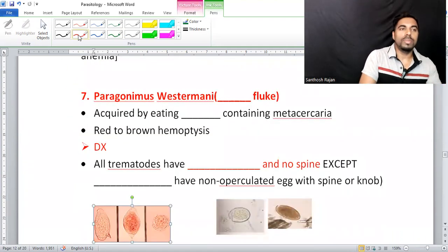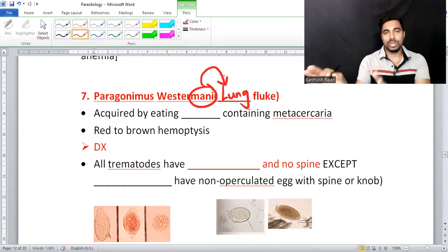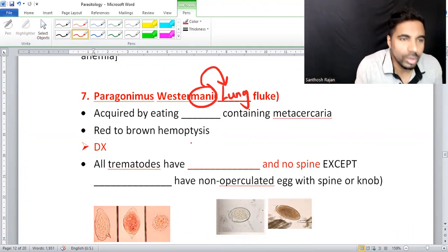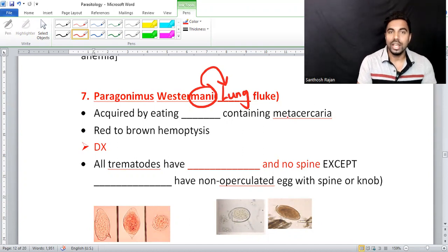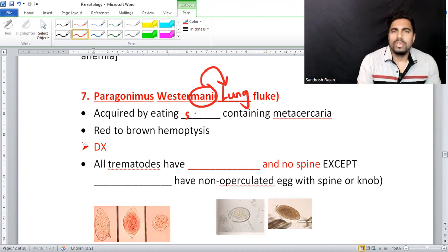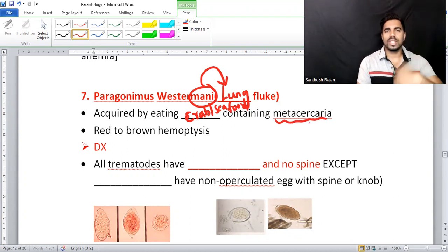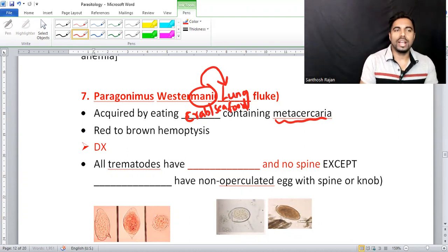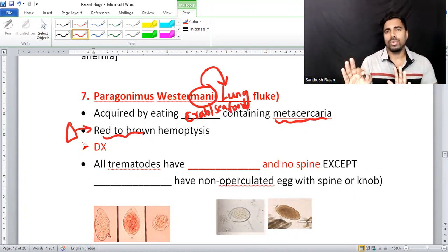Okay. Now, Paragonimus westermani. I told you, lung. Remember it as Mani's lung problem. Paragonimus westermani, Mani's lung issue. This is usually acquired by ingestion of the metacercaria, in any seafood, even crab or crayfish. You get the metacercaria, it enters the body and goes to the lung and affects the lung. If it affects the lung, you get hemoptysis, red or brown hemoptysis. That's it. This you have to remember.